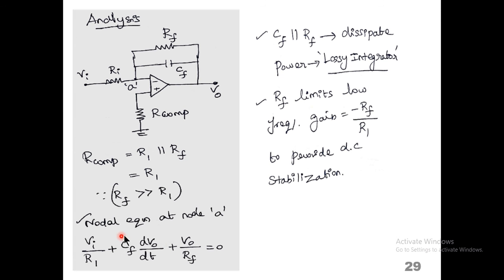By doing the analysis, the nodal equation at node A is VA by R1 plus CF into dV0 by dt plus V0 divided by RF equals 0. CF is in parallel with RF, which causes dissipation, so it is also called a lossy integrator. The feedback resistor limits the low frequency gain to minus RF by R1 and provides DC stabilization.